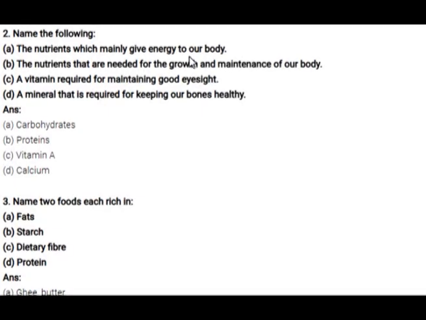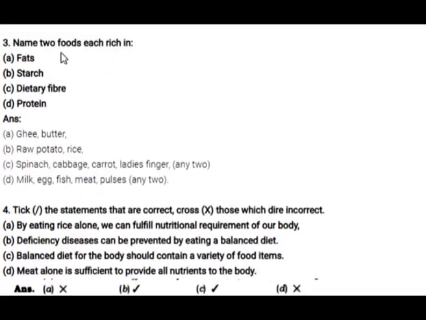Nutrient which mainly gives energy to the body: carbohydrates give energy to the body. Name the nutrients that are needed for growth and maintenance of the body: proteins are needed for growth and maintenance of the body. A vitamin required for maintaining good eyesight: it is vitamin A. A mineral that is required to keep our bones healthy: that answer is calcium. Name two food items rich in fats: ghee and butter.